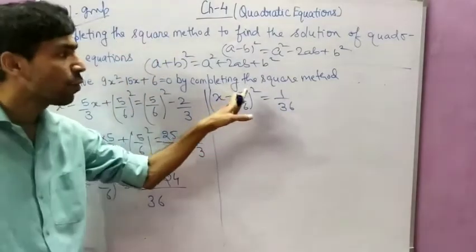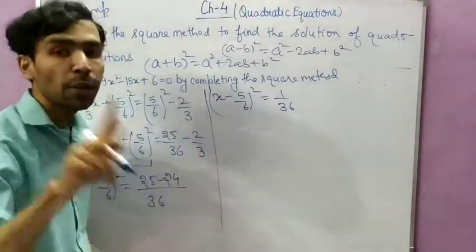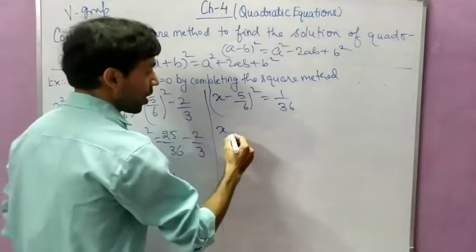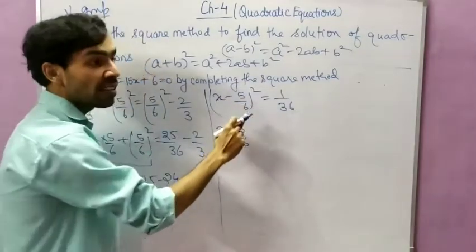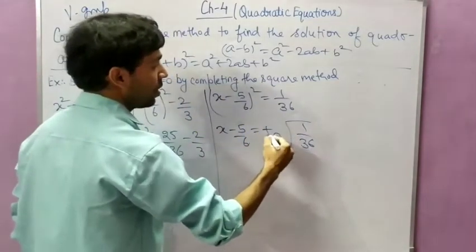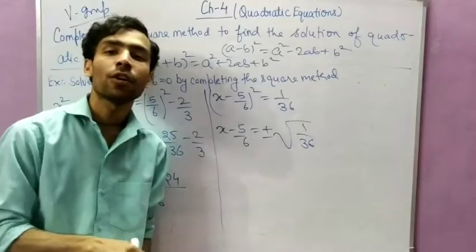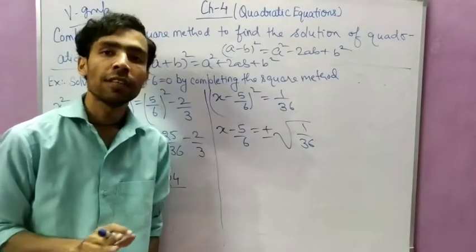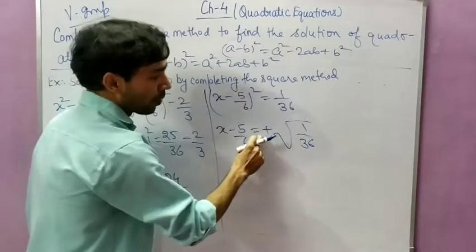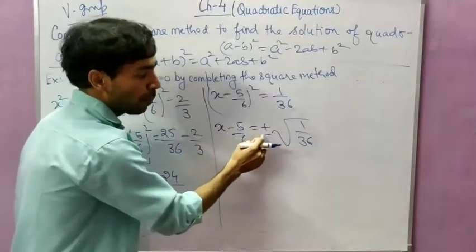Now when this square goes to the other side, it will become a square root, and when the square root is there, there will be two signs, one plus and the other negative. You have to take both. So x minus 5 by 6, and when the square is removed, here will come under root 1 by 36, and in front plus minus. Why plus minus, students? Because the square of a positive number is positive, and the square of a negative number is also positive. So we take both values, plus or minus. So when the square is removed, in front of that comes the plus minus sign.